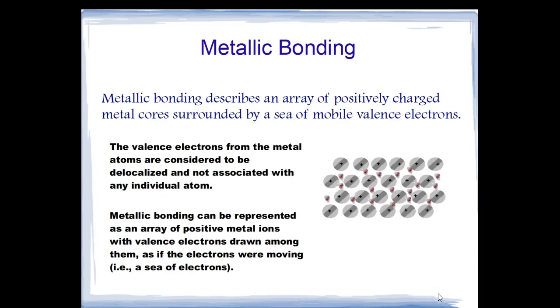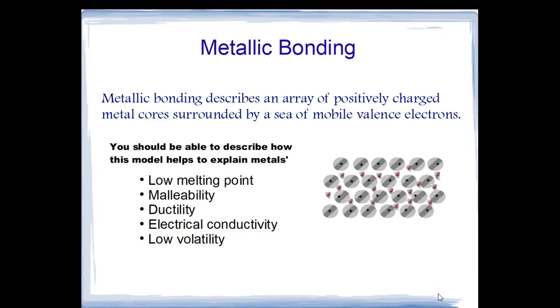We know about metallic bonding and the sea of electrons. You should familiarize yourself with that and use it to explain metals' low melting point, malleability, ductility, electrical conductivity, and low volatility.